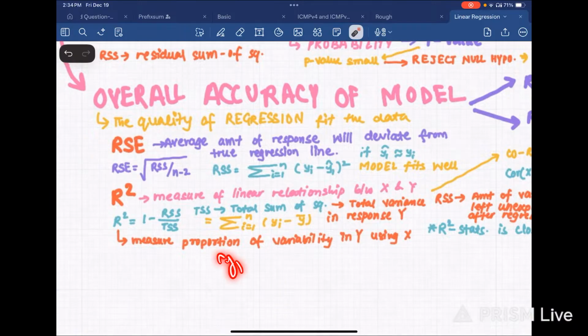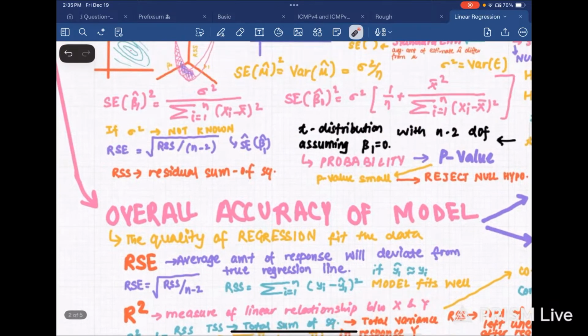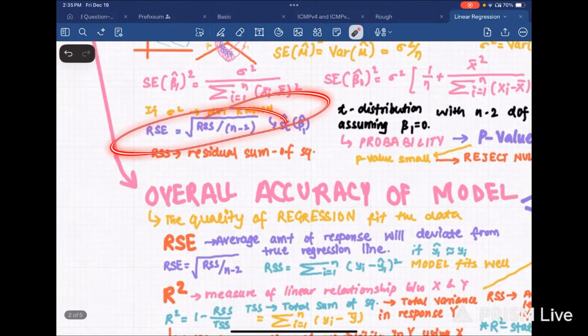If y cap, the predicted value, is approximately equal to y, the actual value, then what will happen? RSS is nothing but sigma of yi minus yi dash, so RSS is going to be 0. The RSE calculation is RSS divided by n minus 2. So this is the RSE.